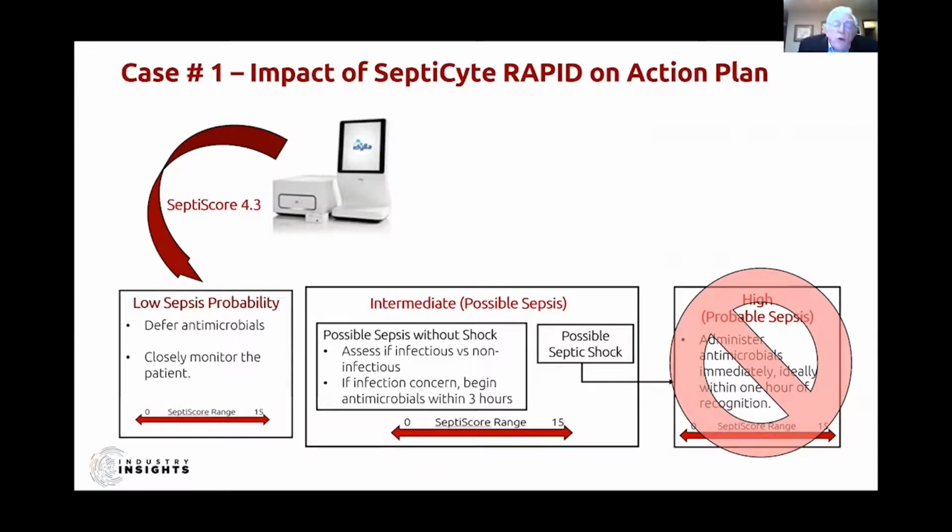If that score was in the band 4 range, 9.7 in this case, this would differentiate the patient as showing an infectious etiology for their presentation, and antibiotics could be initiated within the 3-hour timeline, meeting the CMS and Surviving Sepsis Guidelines as recommended. Next slide.